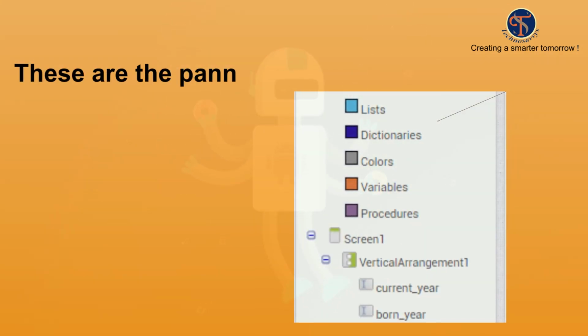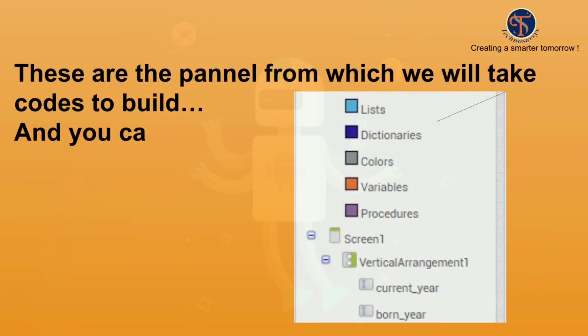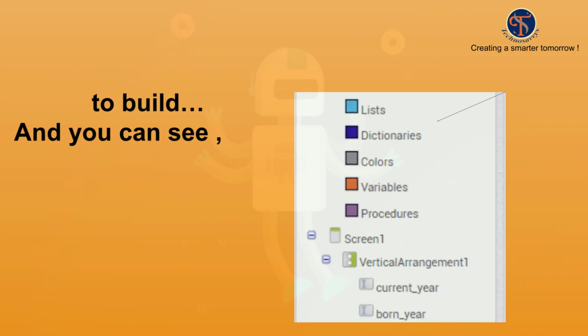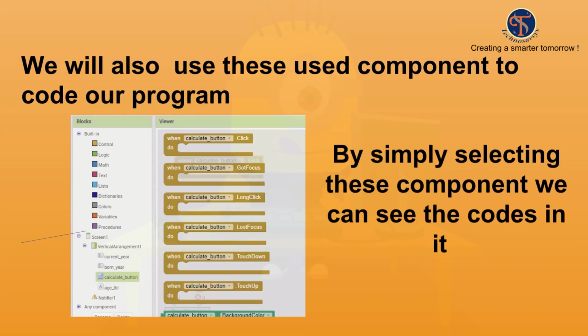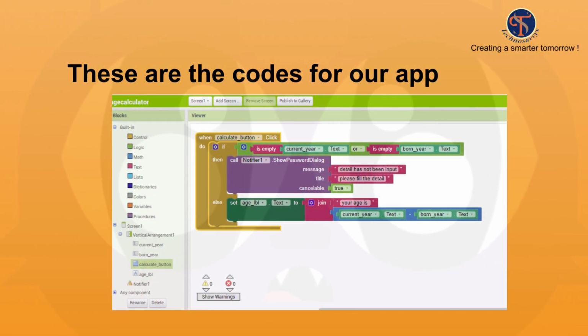As you can see, these are the panels from which we will take blocks to build the code. And you can see here all the panels in every color. We will also use these components to code our program. By simply selecting these components, we can see the blocks in them. So finally, these are the codes for our app.